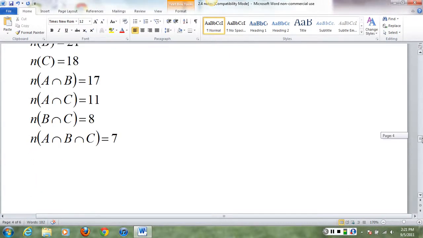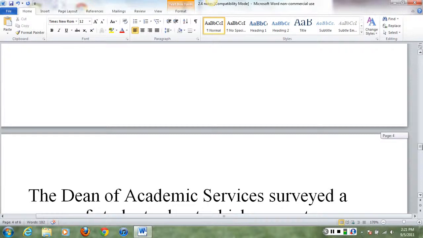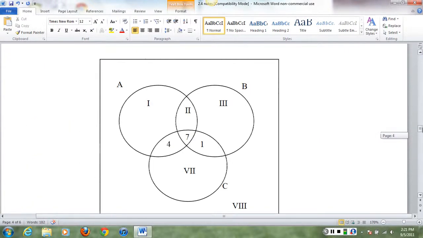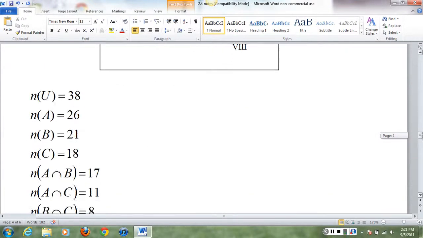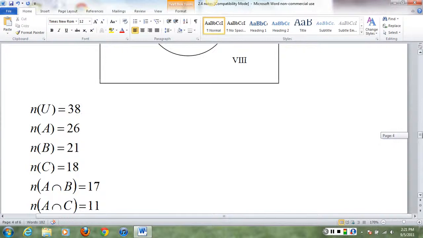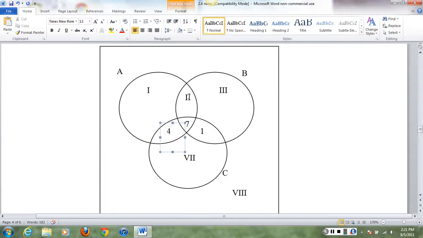Okay, if you've given it a try, let's finish these. So if there's 17 between A and B, that means we'll have 10 remaining. Let me make that a little bigger.